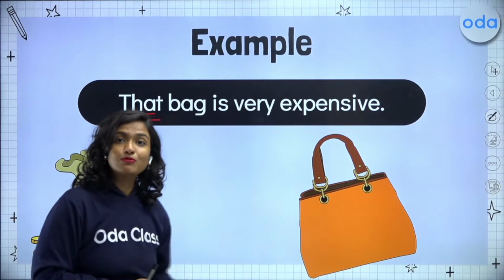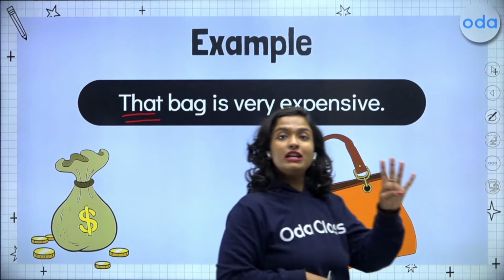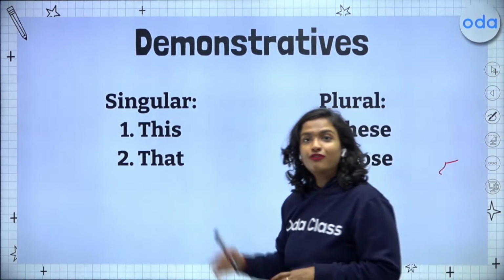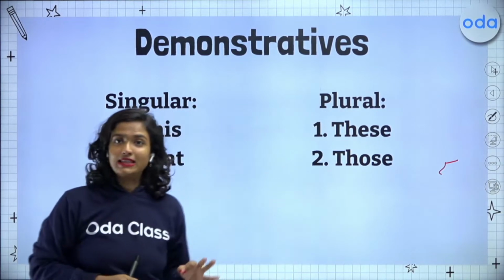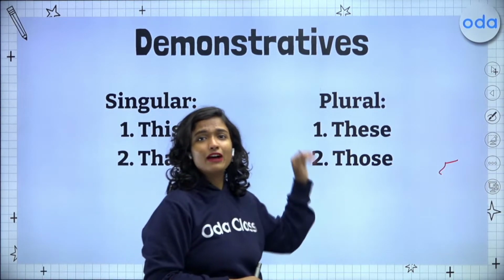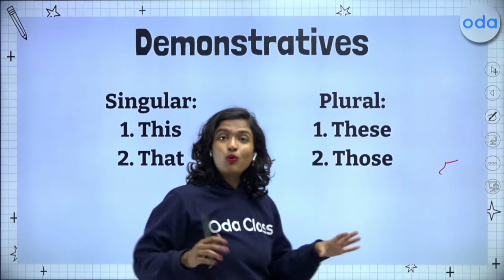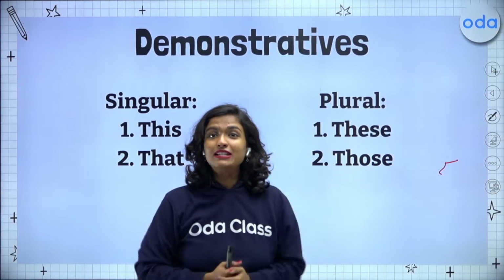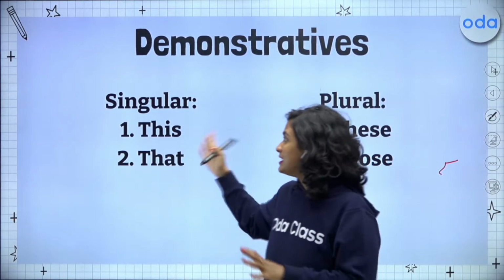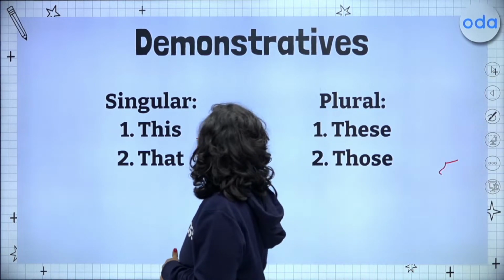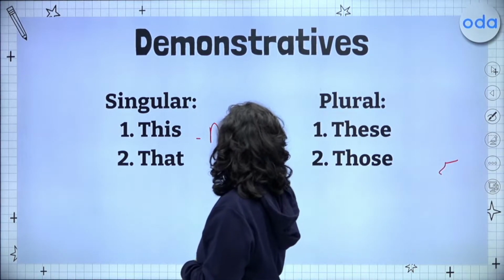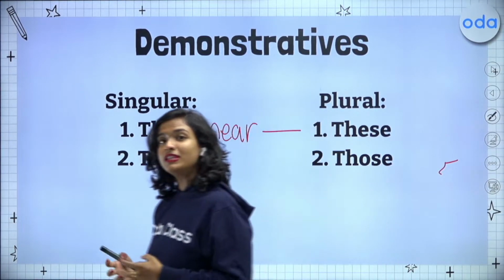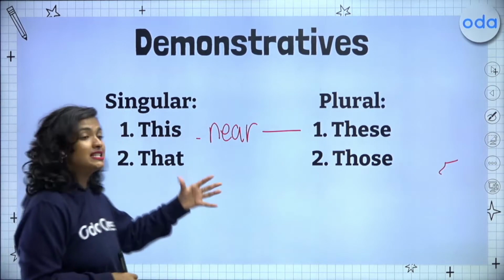Now, students, as far as demonstratives go, we have four demonstratives. For the singular, we have this and that. For the plurals, we have these and those. Now, what is the difference, students, between this and that and between these and those? We use this and these to refer to some things or to some people that are near us.